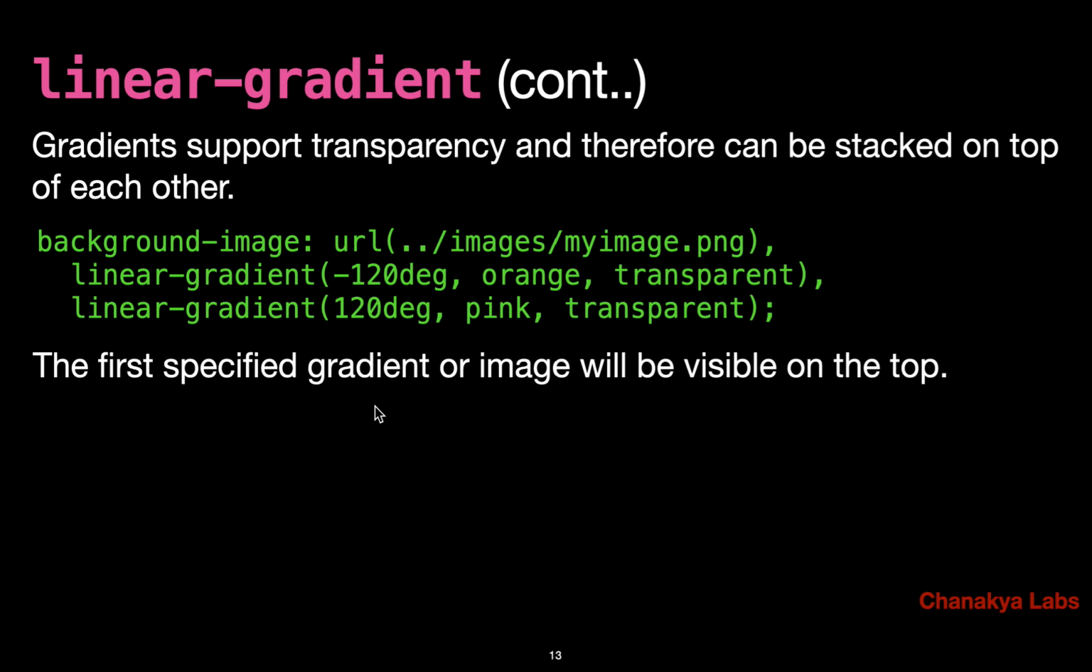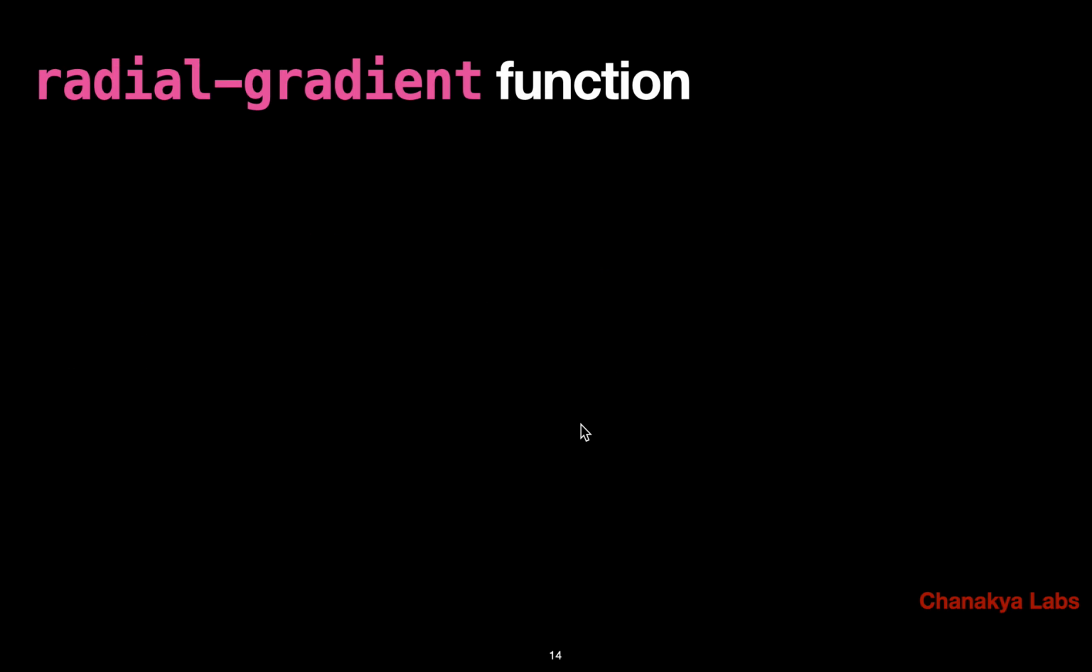The first specified gradient or image will be visible on top. We mentioned that whatever is mentioned first will be on the top, and as we go down, that will be going towards the bottom. Okay. Next we will see something called radial gradient.